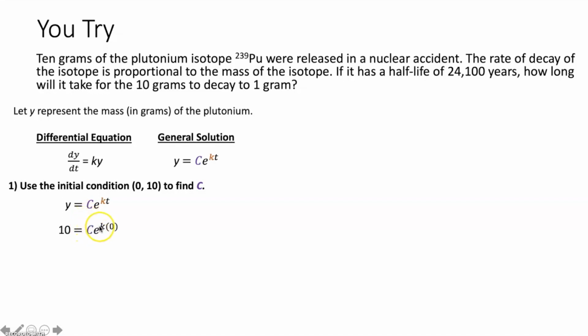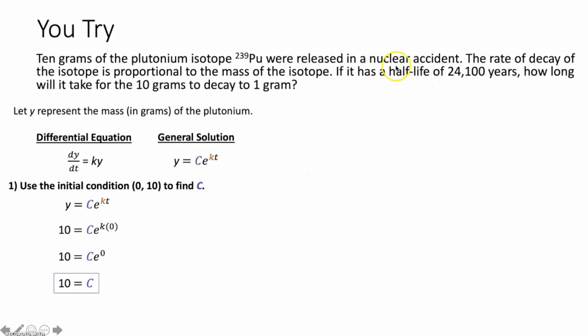And what happens is we have k times 0 in our exponent, which turns into 0, and e to the 0 we know is 1. 1 times c then is just c, so c is equal to 10. So we can take 10, plug that in for c in our general solution, and use that to help us find k now. Now, in order to find k, we need to look for another initial condition.